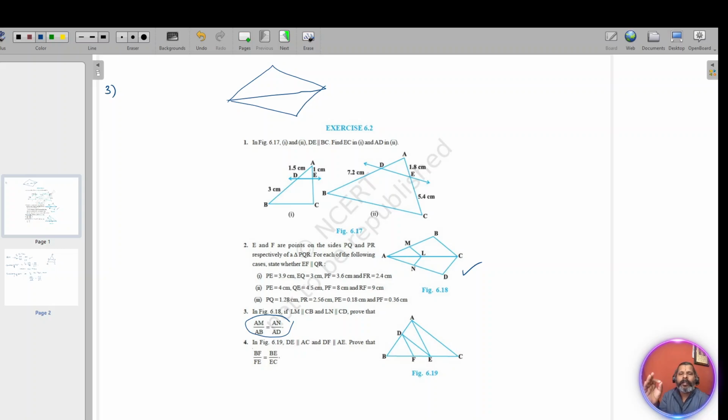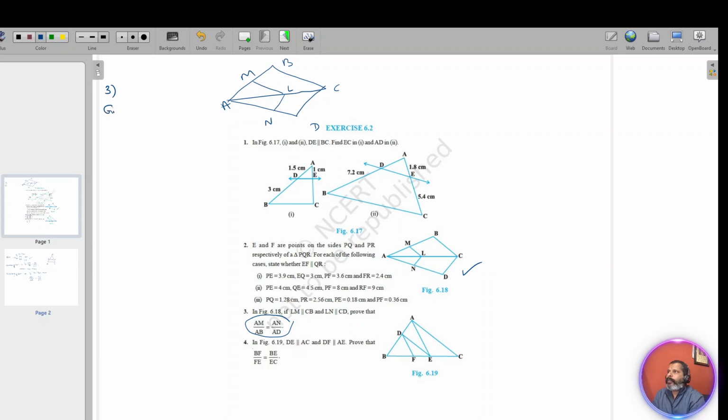I'm repeating: whenever you're solving geometrical problems, please draw the figure. If it is given, draw it and just copy it to your answer sheet. If it is not given also, make a habit of drawing a simple figure according to the question. Okay, so this is A. This is parallel to that one. This is parallel to this one. So N, D, C, B, L, M.